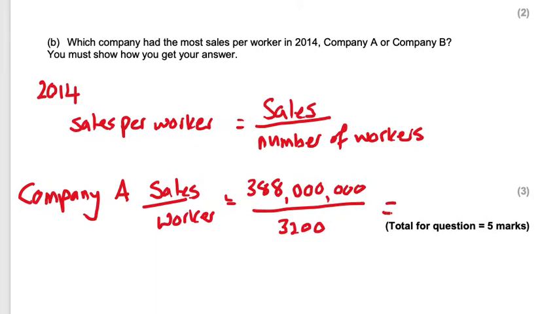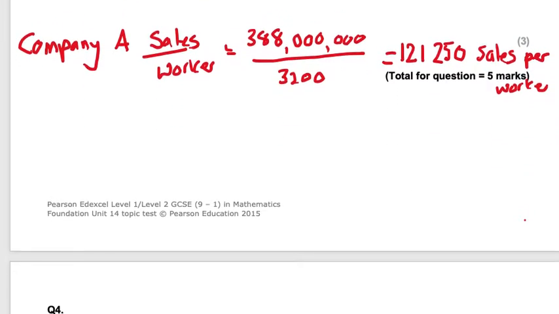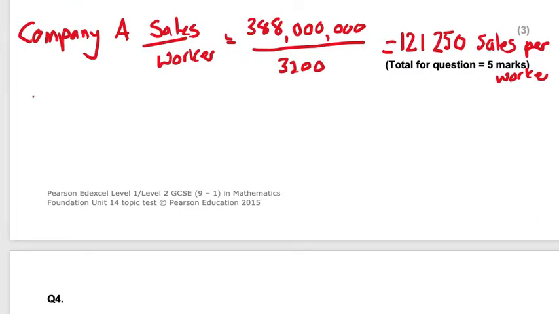3,000, which means that for company A, the sales per worker is 121. Oh, no, that's a... Can I go back? Yeah, there we go. 250 sales per worker. So that's company A.